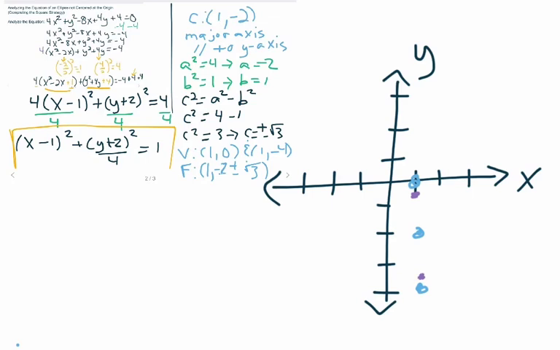We have additional points at 0, negative 2, and 2, negative 2. Now we sketch our ellipse, and we have our graph.